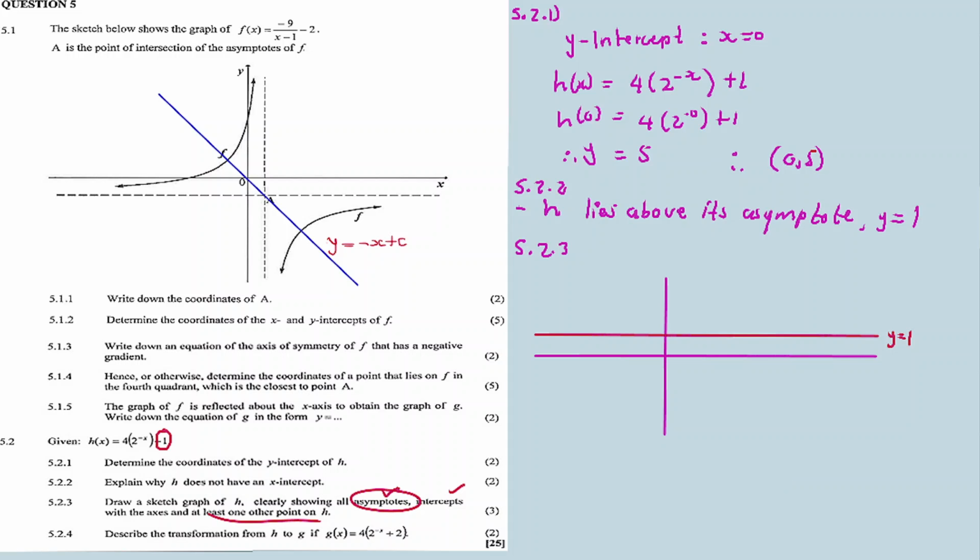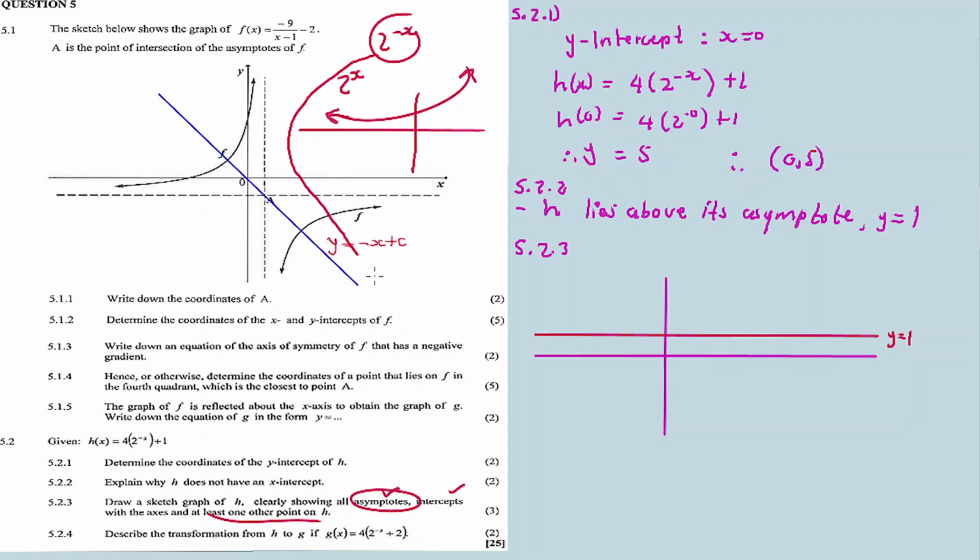This negative x: if your function is 2 raised to exponent x, you will find it in the second quadrant and the first quadrant. Your curve will do this. If your x is negative, it means this has undergone a reflection about the y-axis. So it will be like this. Your curve will do this. If there's an asymptote, it will look like this.